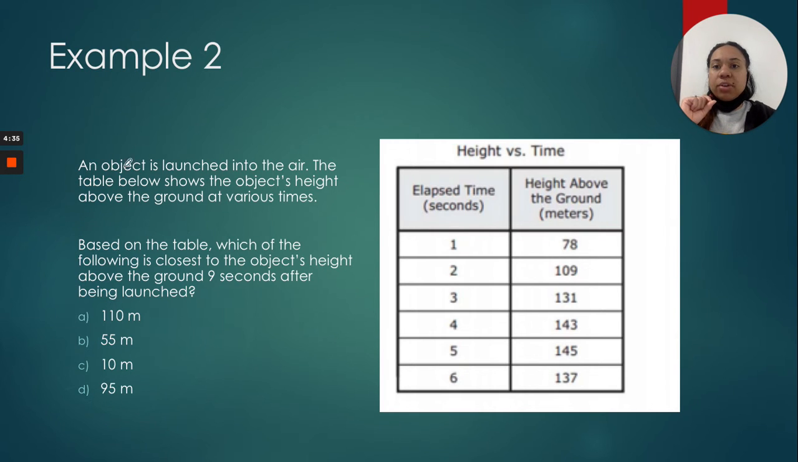So here we have another object launched into the air. The table shows the object's height above the ground at various times. Based on the table, which of the following is closest to the object's height above the ground 9 seconds after being launched?